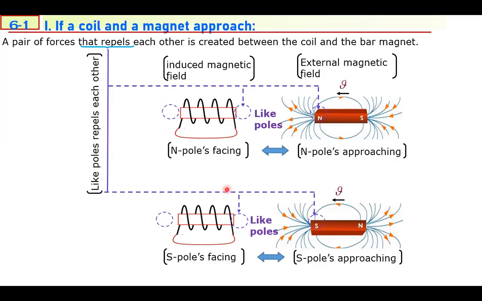So this is so easy. In the case of approaching, these poles will be like poles, to repel each other: N and N, or S and S.